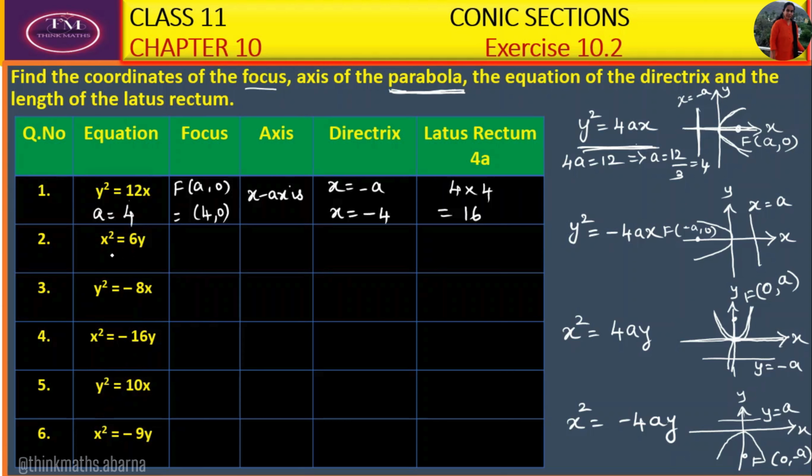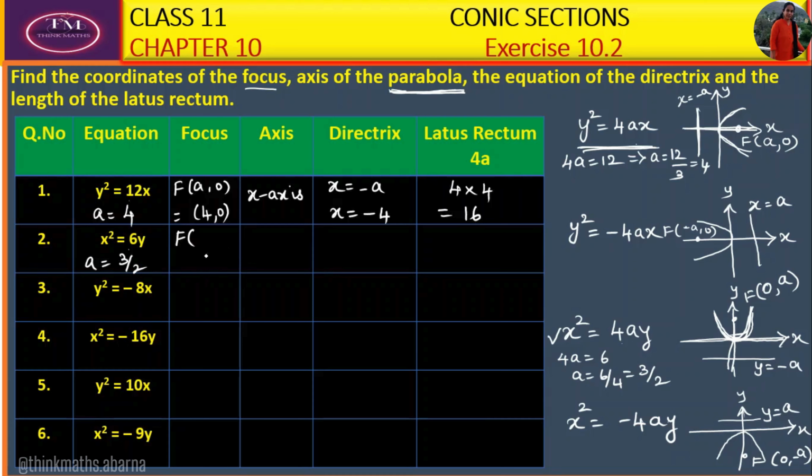Clear? Next one. The second one is x square equal to 6y. If you see, the coefficient of y is positive. If the coefficient of y is positive, the focus will be on the positive side, so the parabola will face upwards. So the equation is x square equal to 4ay. When you compare these two, 4a equal to 6. a is equal to 6 by 4, which is equal to 3 by 2. So we get a equal to 3 by 2.